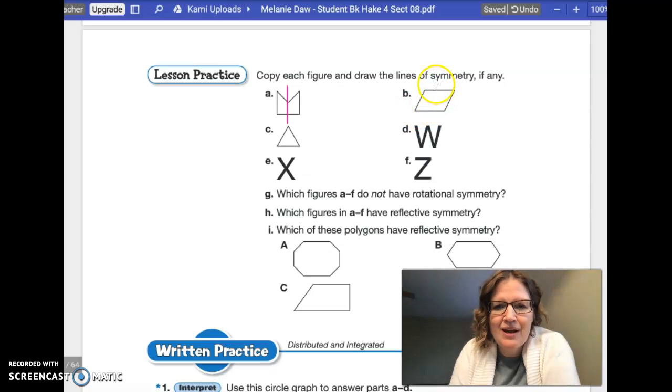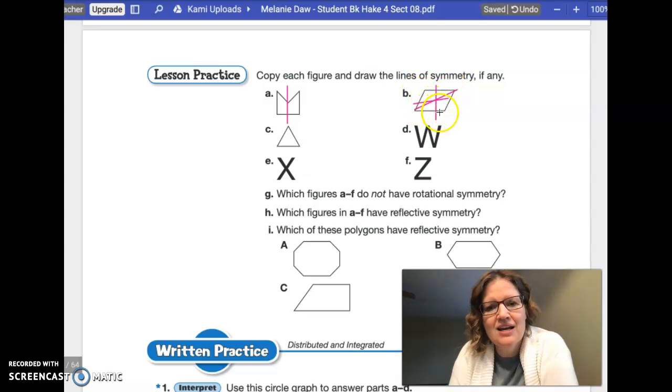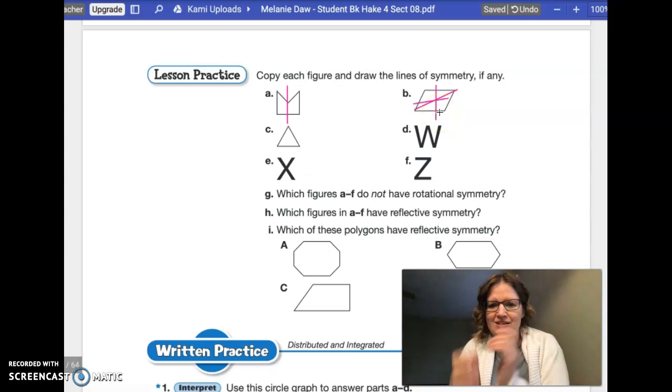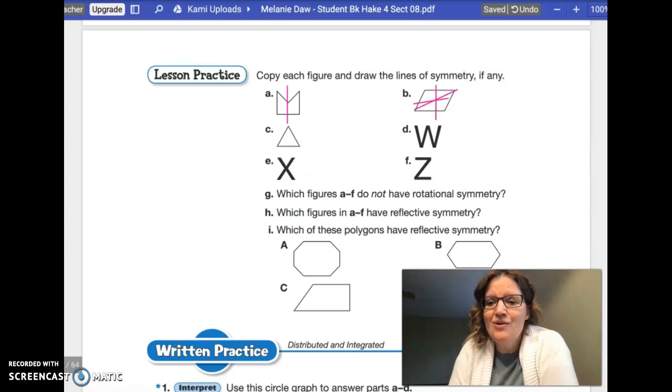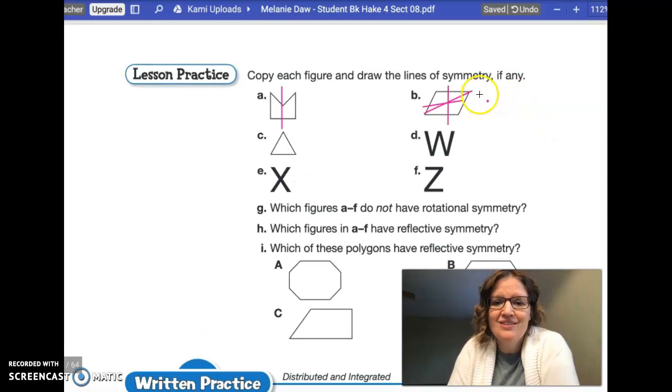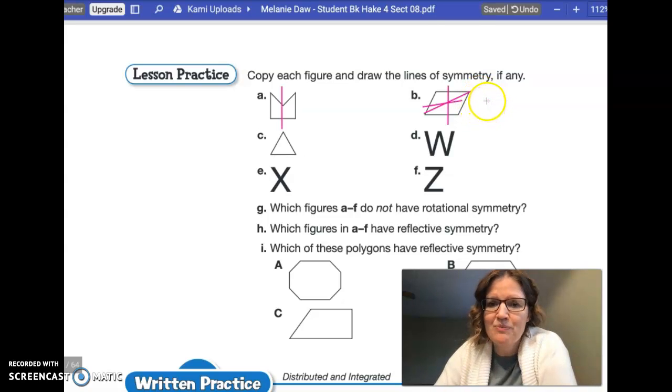We could mess around with this. If I went like here, that's not going to happen. If I went right here, or you know what, I could try here. But if we were to look at that, you can see that if we fold it, it's not going to be exactly the same. And so we're going to make a little note. I'm going to write this here. There is no line of symmetry on this shape.